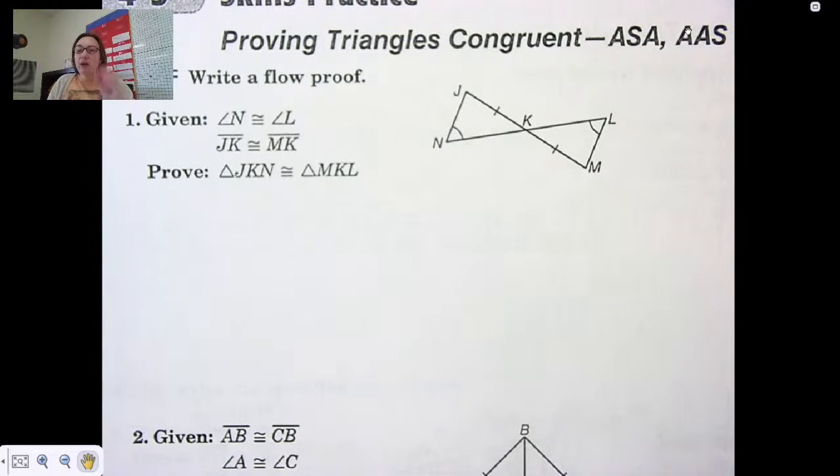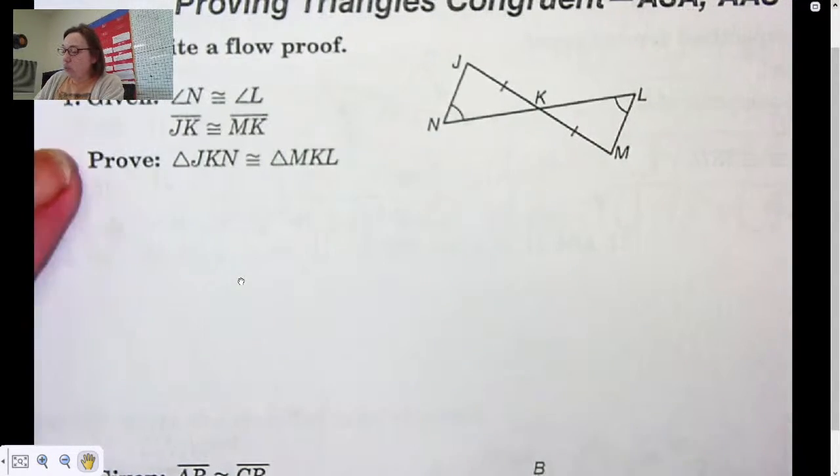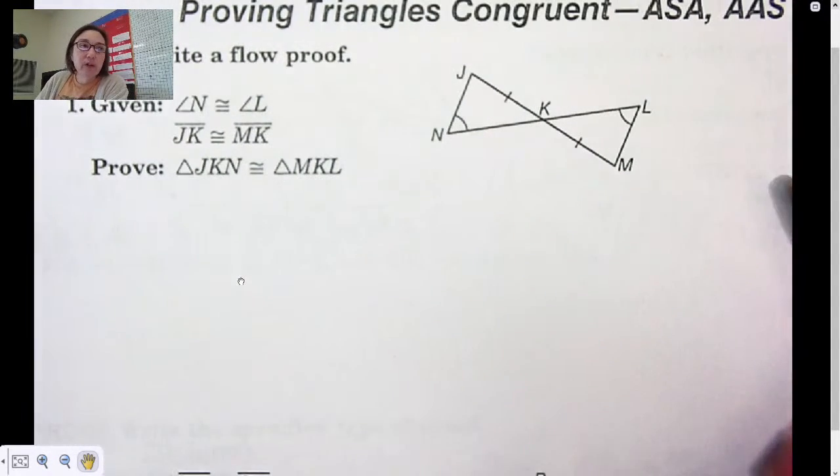Okay, so we are on 4 or 5, and we're going to do a couple problems together. Then you're going to do a couple of problems on your own.